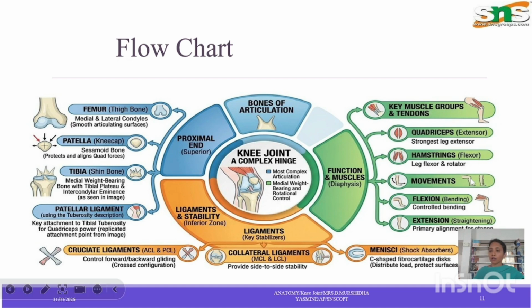Movement happens, or the flexion and extension is the major movement. A medial rotation and lateral rotation also happens. Locking and unlocking mechanism also happens here. And the flexion, bending, which is a controlled bending, happens with the help of the quadriceps. Extension, straightening, primary alignment of the stance. So the controlled extension happens with the help of the hamstring.